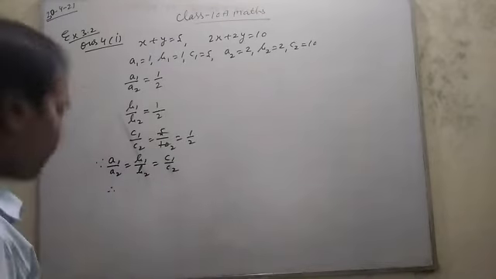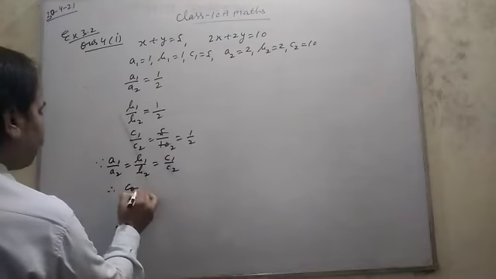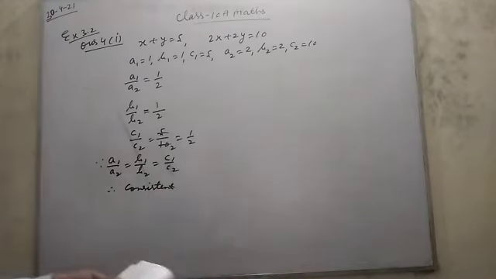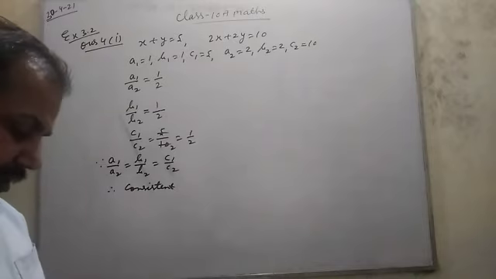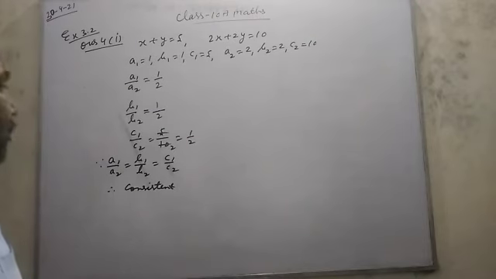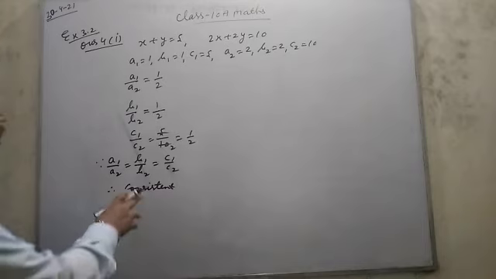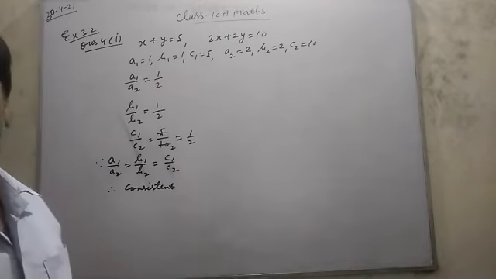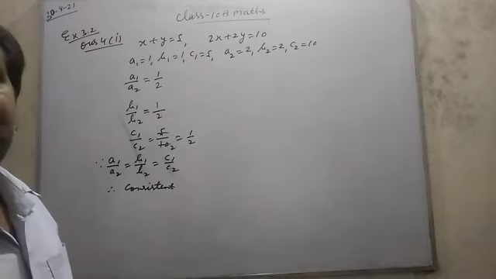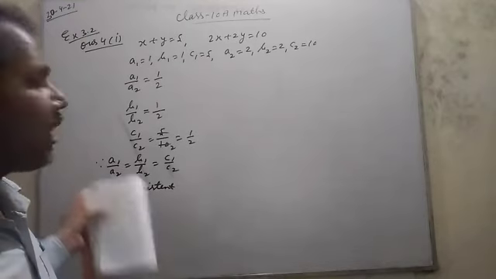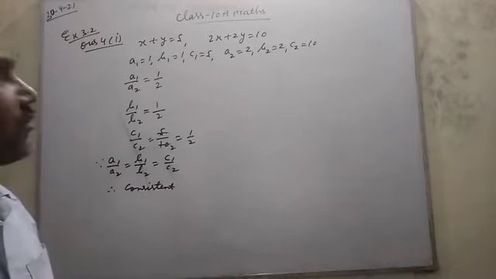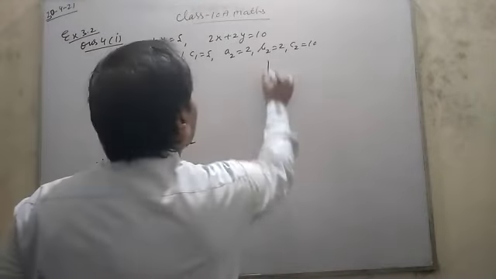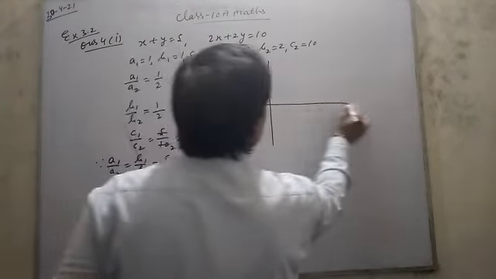Therefore, consistent. And the question is saying that if consistent, obtain the solution graphically. So here it is consistent, and this is the condition of coincident lines. Means both lines are the same. Means they have infinitely many solutions. So on graph paper you can represent it, no problem.